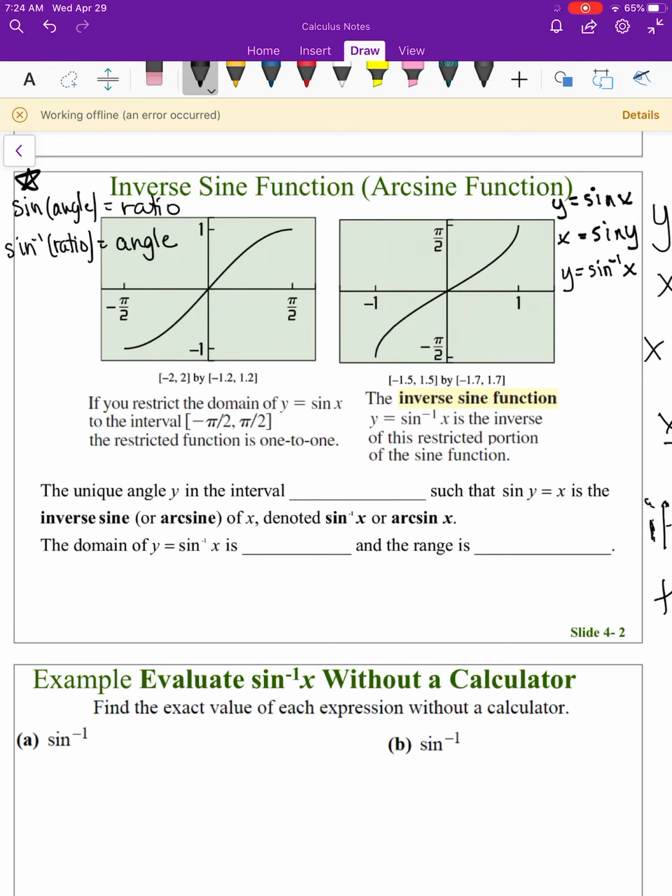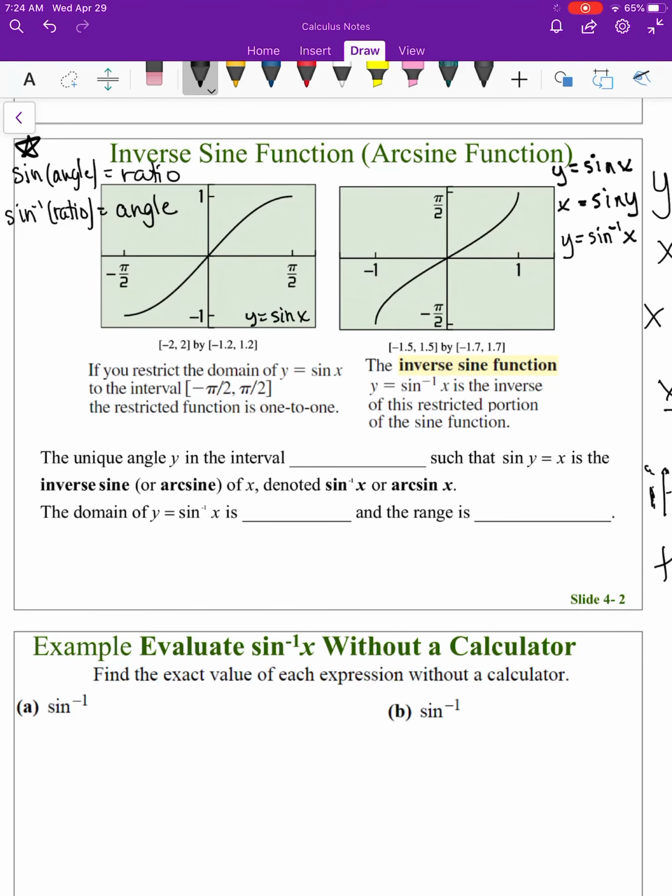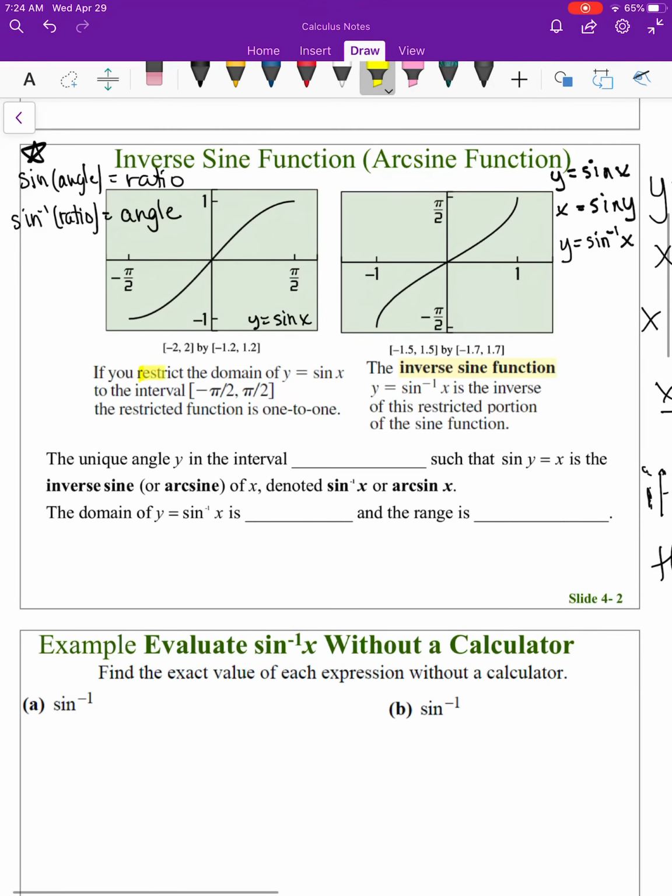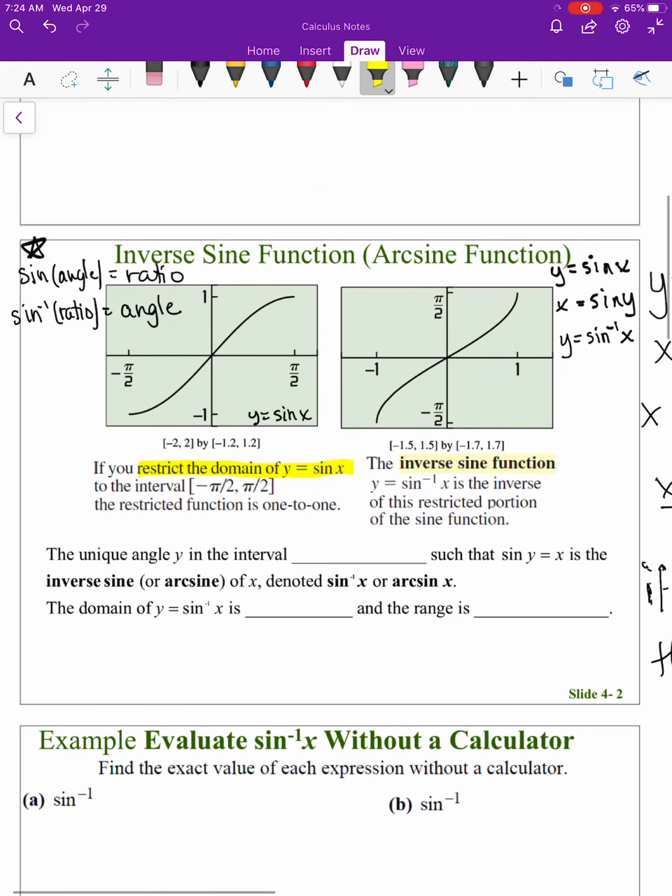Okay, so they start by showing you the sine function. So this one is y equals the sine of x. And you can see that it goes positively through 0, 0, and it's at its highest point at pi over 2. Its lowest point is at negative pi over 2. And what we have to do is we have to restrict the domain of that sine function so that we can even find an inverse.